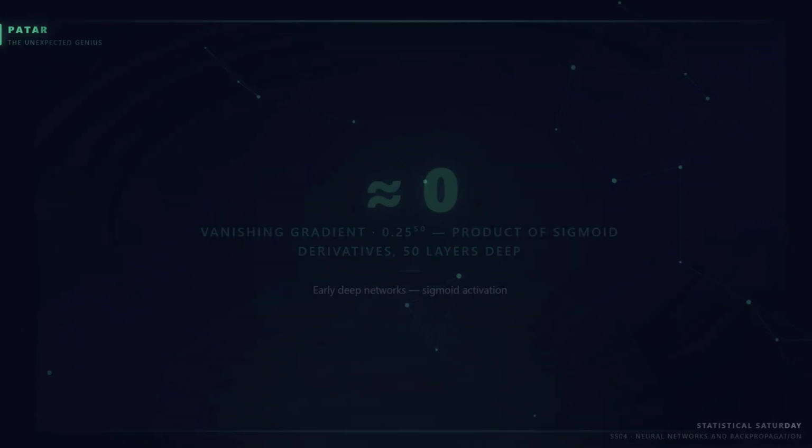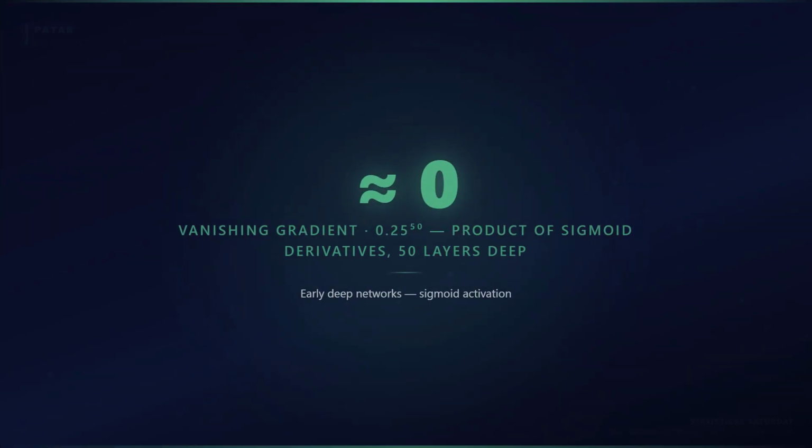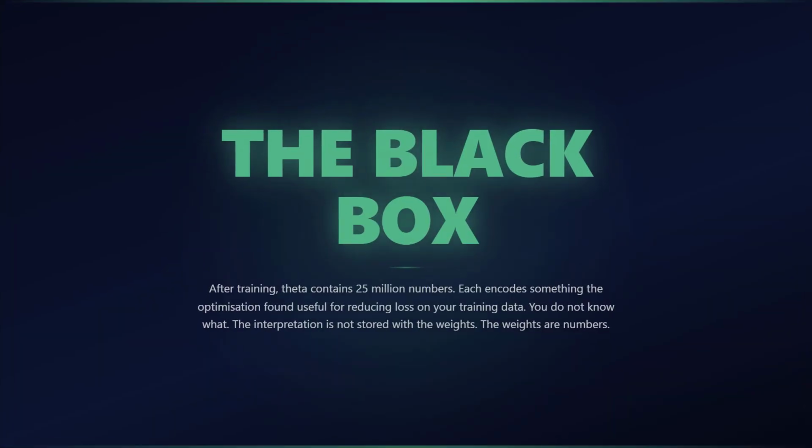So the gradient at layer 1 is the product of 50 derivatives. What if some of those derivatives are small? Then the gradient vanishes. That is a real problem, and we will get to it. After training, theta contains 25 million numbers. Each encodes something that optimization found useful for reducing loss on your training data. You don't know what. The interpretation is not stored with the weights. The weights are numbers. That is the black box.